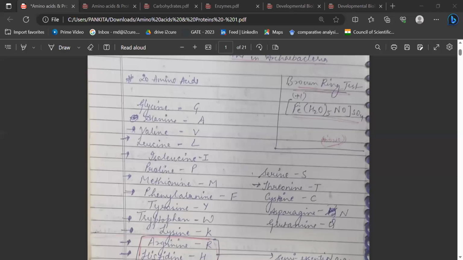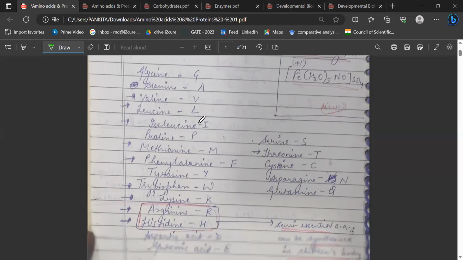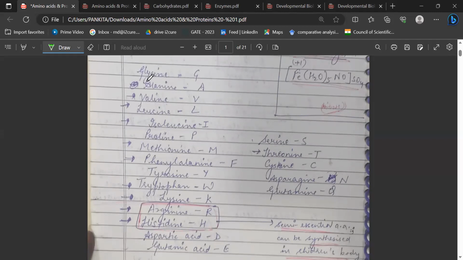So the topic for today is amino acids and proteins. There are 20 amino acids that exist in nature. The list of the 20 amino acids and the alphabetical representation of those amino acids is given here.